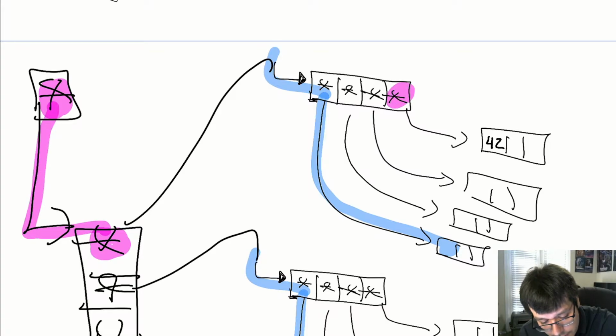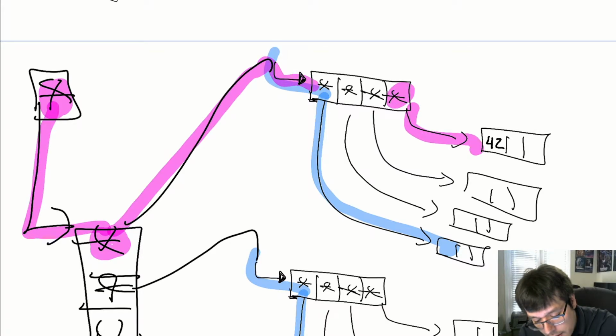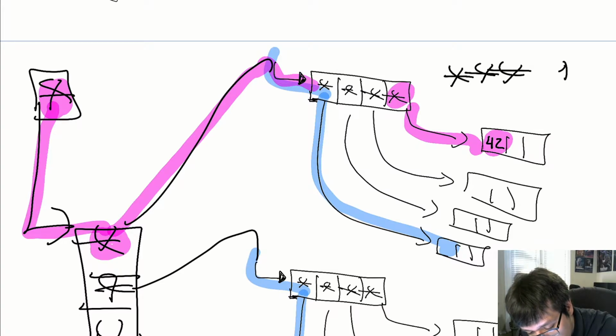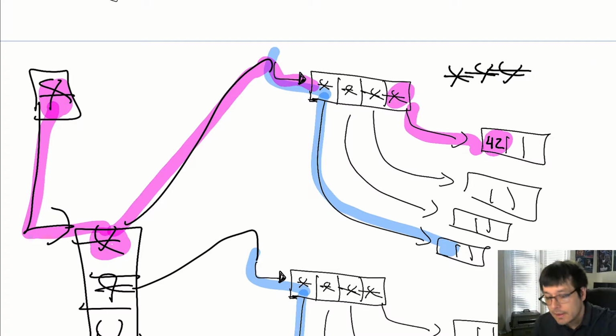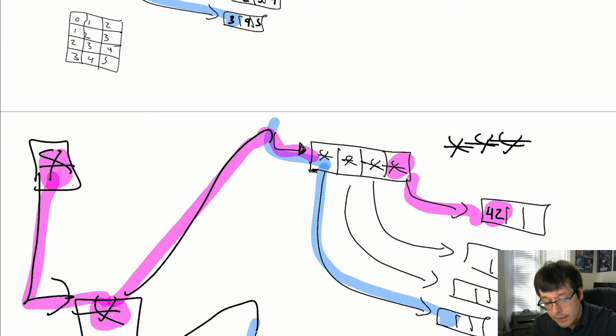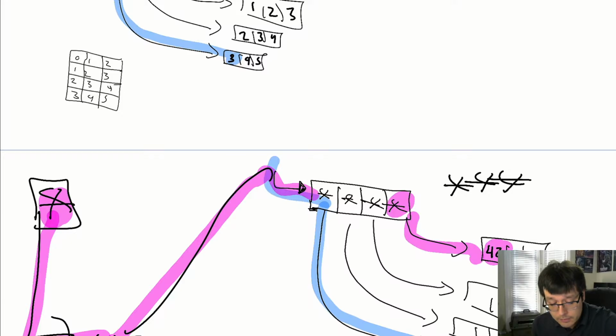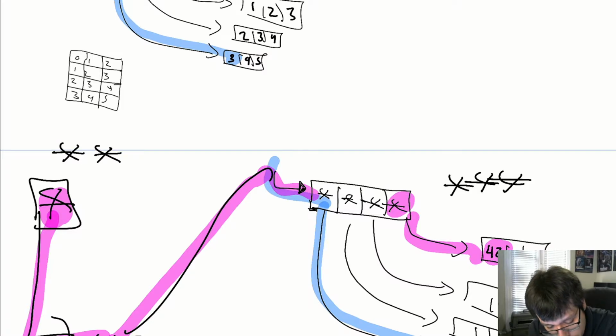So that's the path you're taking. And then you get to the 42. So you have to go through 1, 2, 3 stars to get to 42. Because of that, that's a 3D array. And if I wanted to declare this, I would have to use 3 stars to actually create this pointer. So 1, 2, 3, call it R3D or something.